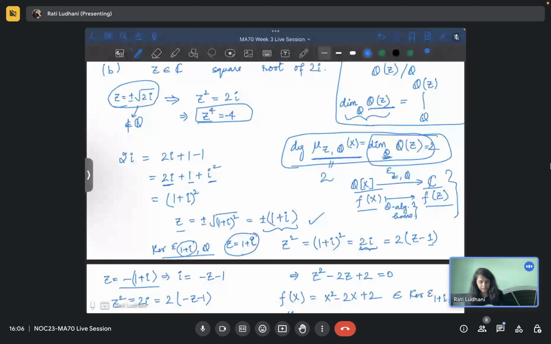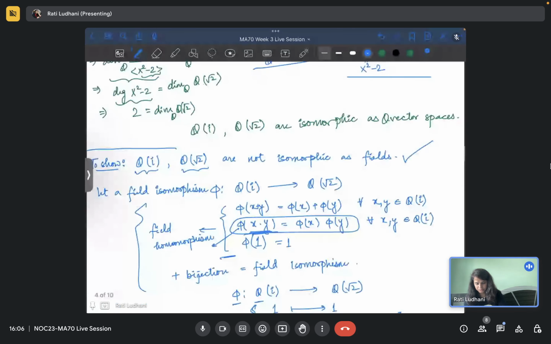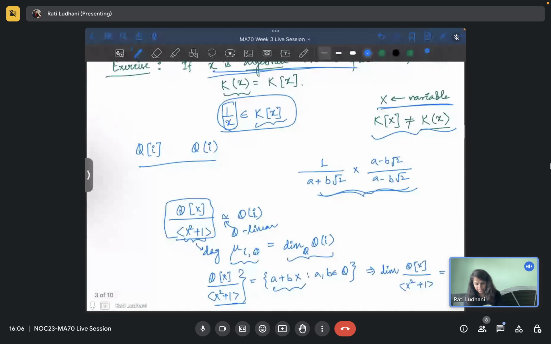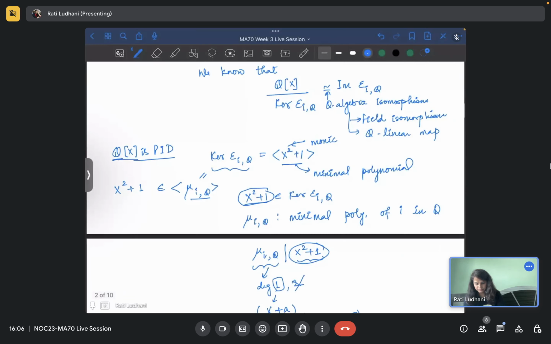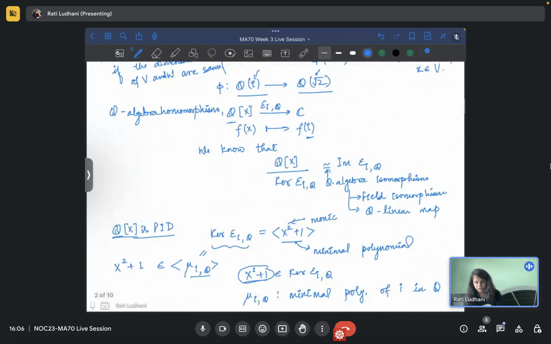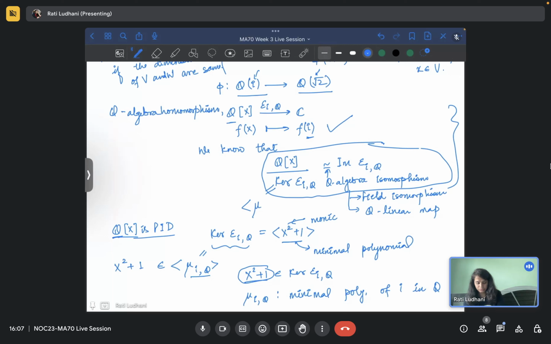So we have this map, and from this I explained here, so that's why I have not explained it again. So at first, you have this map, and you get this isomorphism. So from this data you get this isomorphism, and we use it again and again. So this kernel is generated by the minimal polynomial of whatever element you are considering as the algebraic element over Q. So this kernel is this.